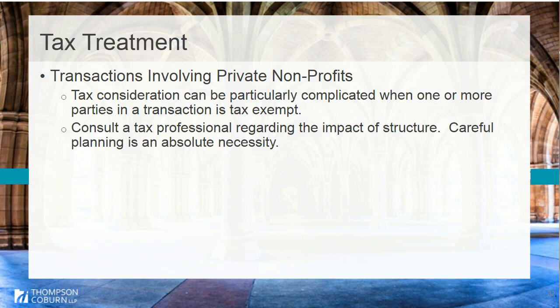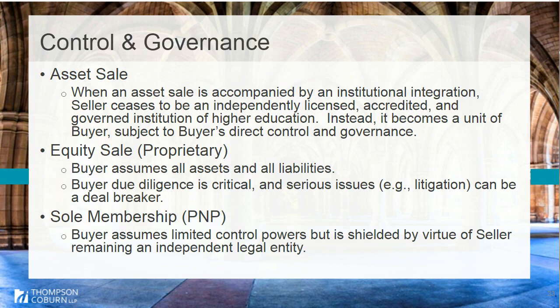Okay, so we talked about when you're sitting and you're trying to evaluate what kind of structure to pick. Complexity is something you think about. Tax treatment, right? Liability and shielding yourself from liability is really important. Another one is control and governance, and there are trade-offs here with these two different types of structures that are important. When you do an asset sale, especially if you do an institutional integration, right?